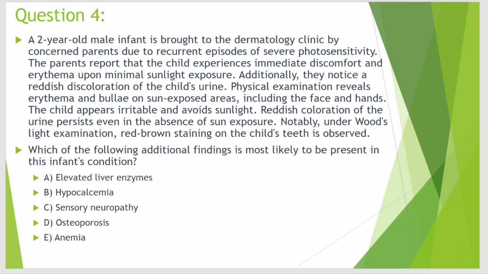So first I want you to think about the disorder. So we have a childhood presentation, and we have the red teeth and the red urine. So there's 3 things in this disorder: red teeth, red urine, photosensitivity. It is a childhood disorder. So if you're thinking along the lines of CEP, you'd be right. So what's another manifestation of CEP?